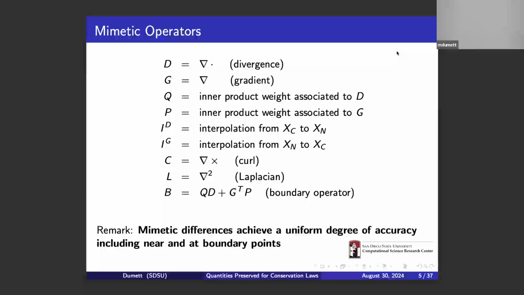Why are we talking about this particular mimetic method? This method has a particular property, which achieves uniform degree of accuracy over the whole domain, not only in the interior, but also at the boundary and near the boundary. And this, as far as I know, is the only method that actually has that property. Before coming here, I did some work with mimetic methods because of this property in particular, not because of the conservation law. So just keep in mind, this is a particular property that makes the method really special.